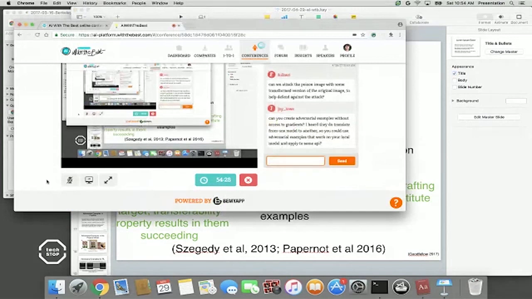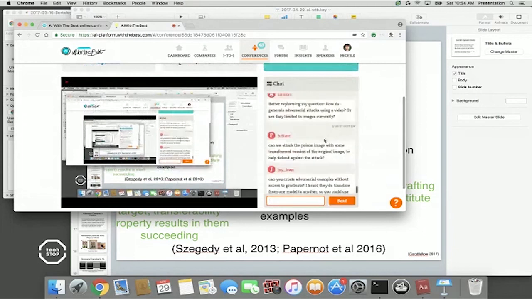Someone asks, can you create adversarial examples without access to gradients? And yeah, so basically you do that by making adversarial examples for your own model. There's other tricks that you can do, like you can just take the average example from one class and subtract off the average example from another class. That gives you a direction that will very reliably turn things into the class of your choice.